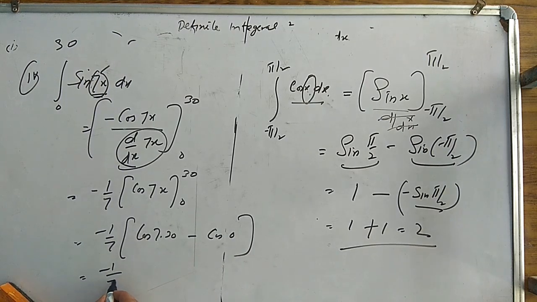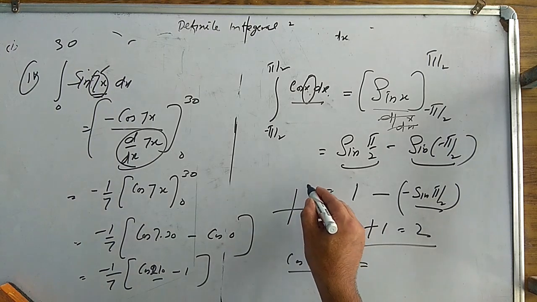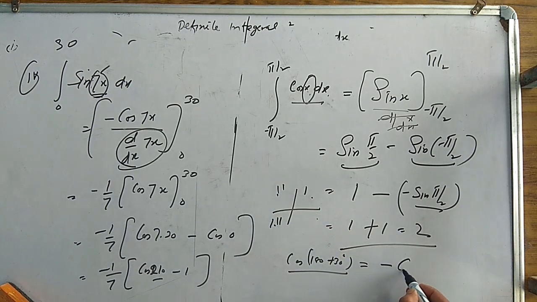Clear? Minus 1 over 7 cos 210 minus 1. So see, 210 can be written this way: cos 180 plus 30. और कौन से quadrant में पड़ा बेटा? थर्ड में है ना, ASTC, ये माइनस होता है और ये cos 30 है। कॉस 30 की वैल्यू कितनी होती है? कॉस 30 की वैल्यू होती है √3 बाय 2, राइट? सो वी कैन राइट minus √3 by 2 minus 1.